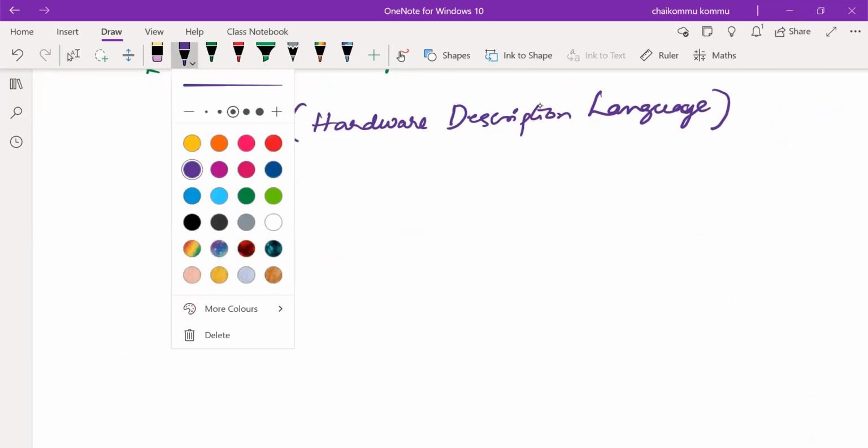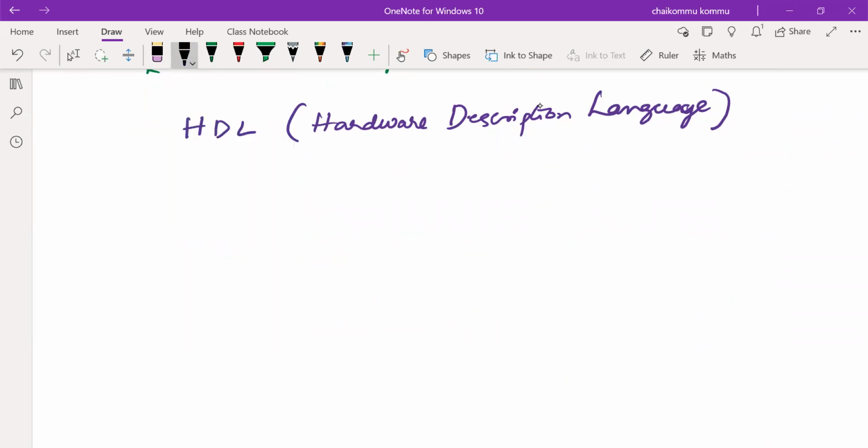Generally, any digital circuit, SKT stands for circuit for example, we are treating as hardware. So this digital circuit must be described.